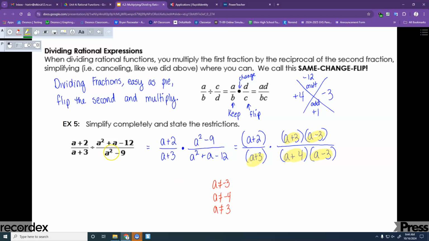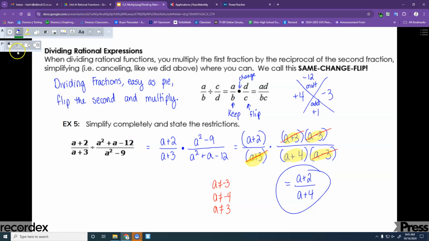And this was the denominator of the second one in the beginning. So, these are going to be negative 3 and positive 3, which are already listed, so you don't have to list them again. Sometimes they're not, and you need to list some more numbers. So that's for excluded values. Then we just start marking out. The a plus 3's will cancel. Our a minus 3's will cancel. And for this, we will just have a plus 2 on the top and a plus 4 on the bottom. And that'll be our answer. Okay, questions?